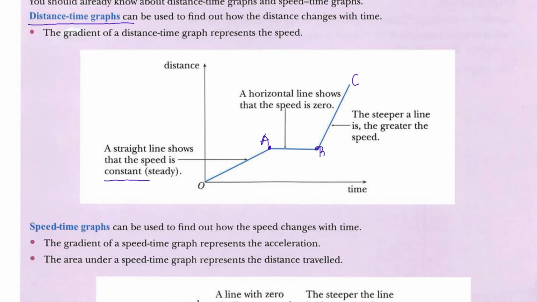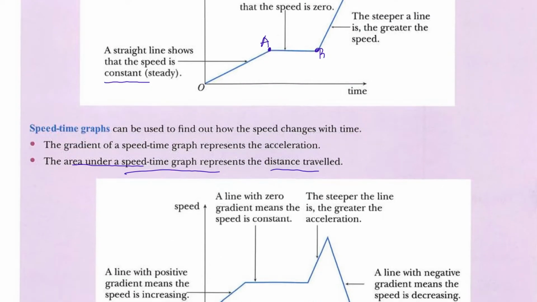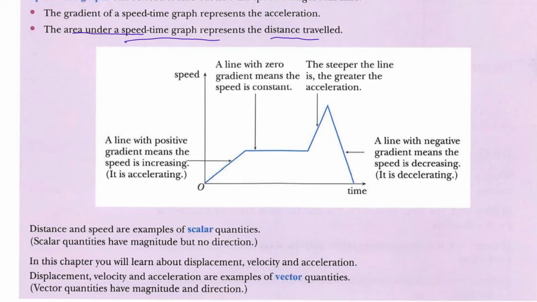And the speed time graph can be used to find how the speed changes with time. The gradient of the speed time graph gives the acceleration, and the area under the speed time graph represents the distance traveled. So let us see another curve, this speed time graph given here. A line with positive gradient means the speed is increasing. If we mark points A, B, C, there are 1, 2, 3, 4 stages of the speed time graph. The first stage is increasing.